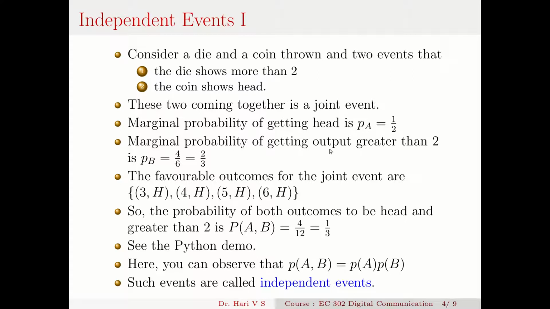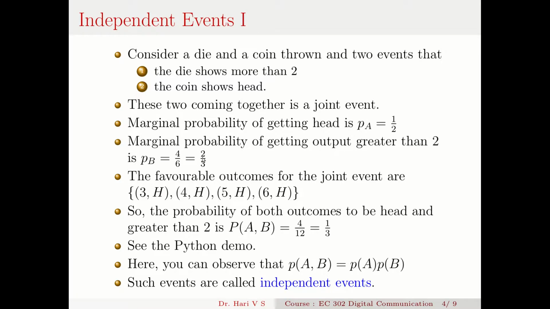The marginal probability of getting output greater than 2 in the case of a die throw, greater than 2 means I have 3, 4, 5, 6, 4 possibilities. 4 by 6, that is 2 by 3. Now these marginal probabilities are half and 2 by 3 respectively.